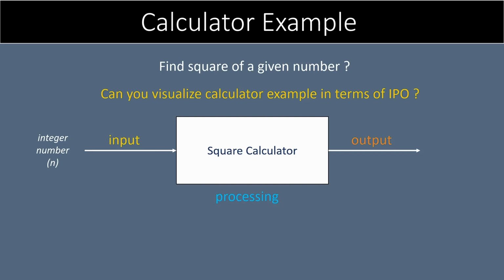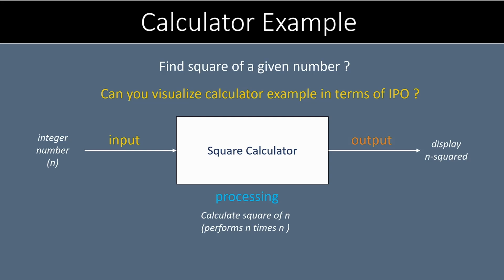What would be in the processing component? It should calculate the square of number n by multiplying n with itself. That is, it computes n squared. Finally, what would be the output? Here, the answer n squared may be displayed as an output.